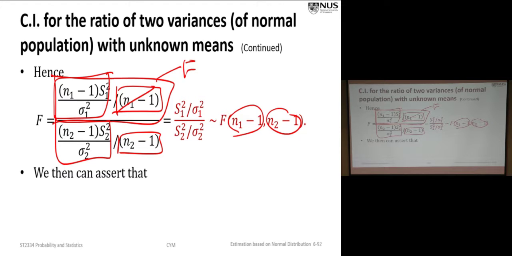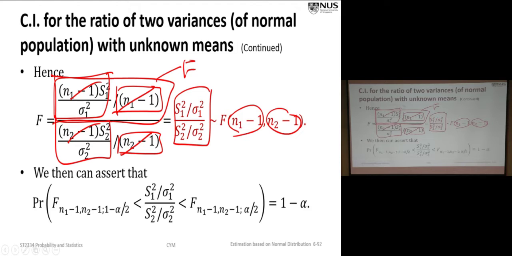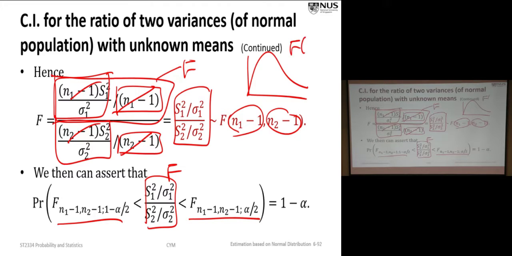So this cancels out, this cancels out. So this is the expression. All right, this expression is good. Why? Because it involves sigma 1 square over sigma 2 square. And once we get the two samples, we can calculate S1 square and S2 square, and we also know what n1 and n2 are. So therefore, this follows an F distribution with degrees of freedom n1 minus 1 and n2 minus 1.